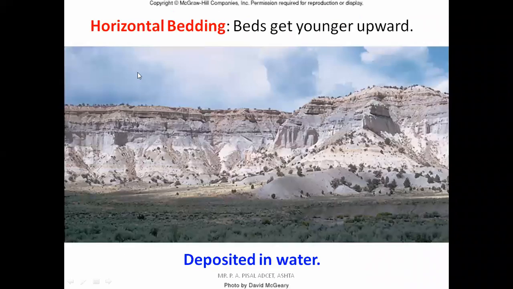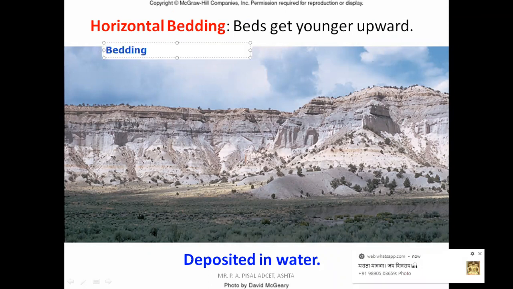Now the first structure that we are going to discuss is the bedding, or it is also considered as a stratification. Okay, bedding, or the second name is the stratification.